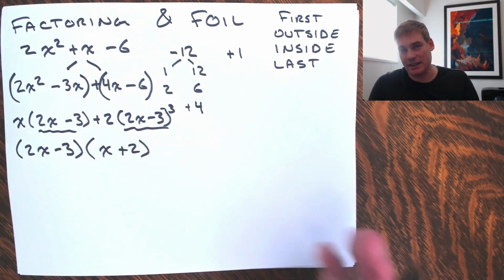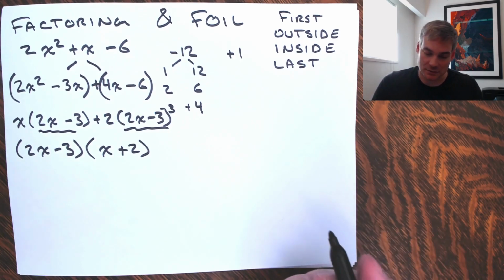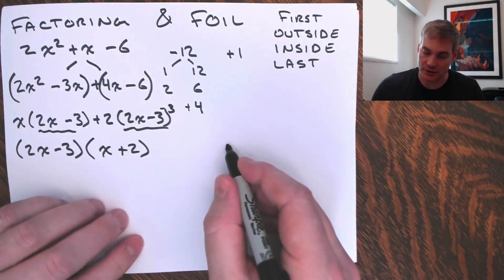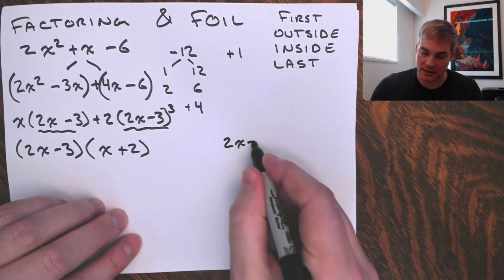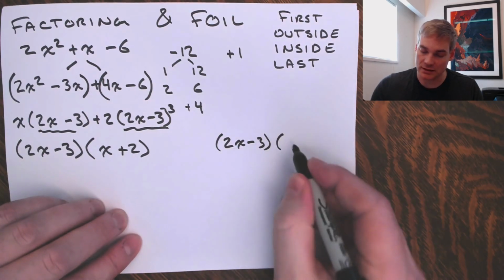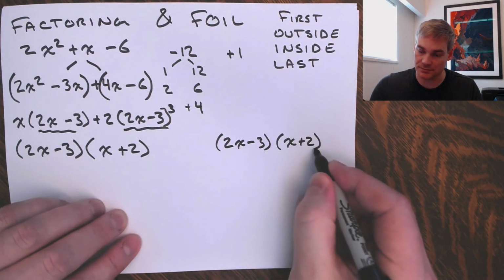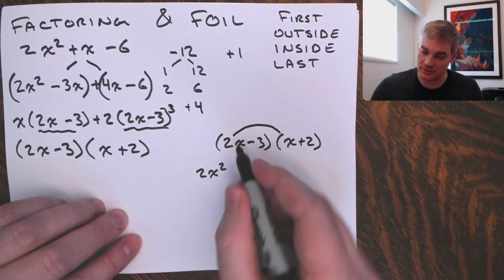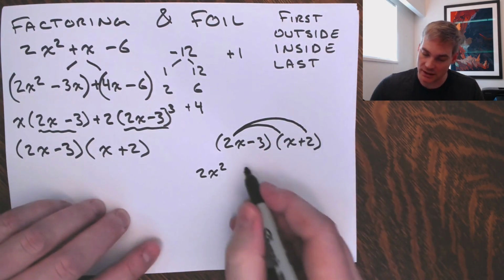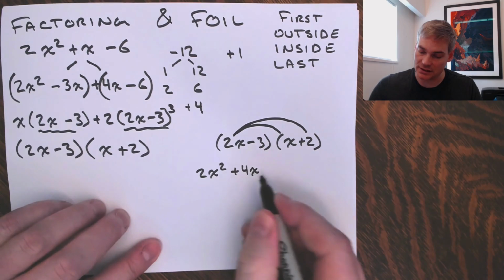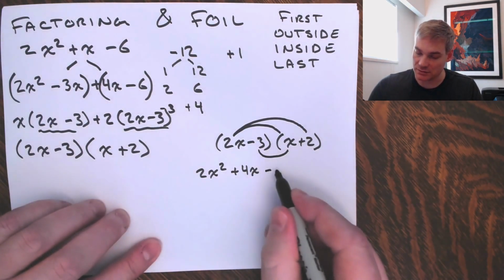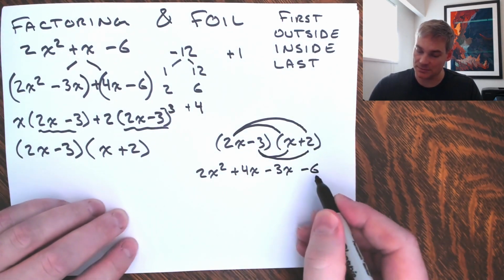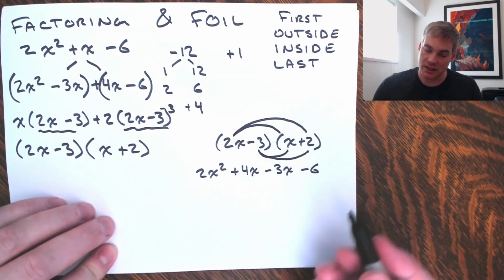So what if we were like, hey, I need to make sure this is actually right? We can actually just FOIL it back out. And so if we do that, let's do the FOIL over here. We have 2x minus 3 times x plus 2. So we do our first, which is 2x squared, and then we do our outside, which is plus 4x, and then we do our inside, which is minus 3x, and then we do our last, which is minus 6. And then we group these because they have the same x term.